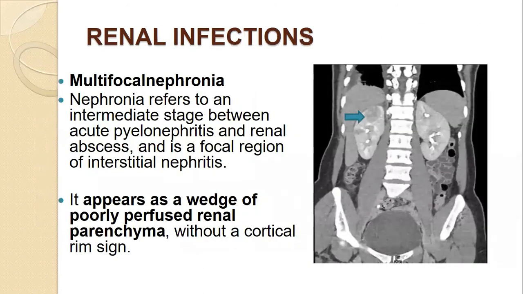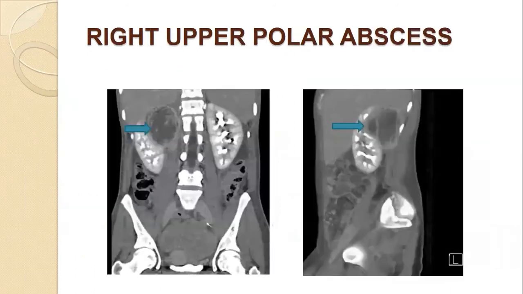Renal infection, role of CT in renal infection. Nephronia refers to an intermediate stage between acute pyelonephritis and renal abscess. It's a focal interstitial nephritis. It appears as a wedge of poorly perfused parenchyma. So again, a renal upper pole abscess.